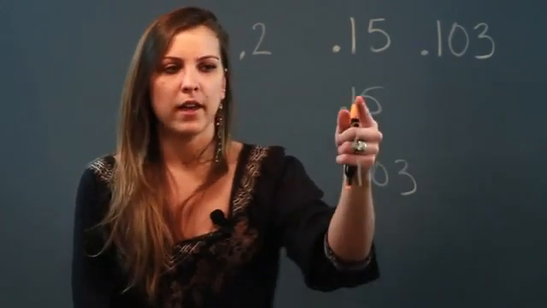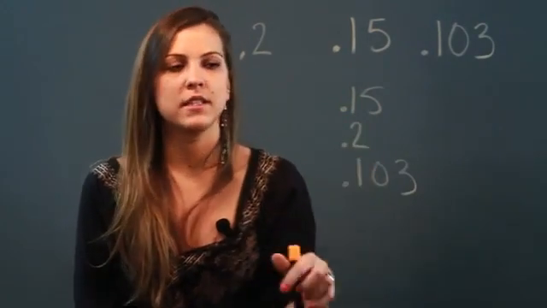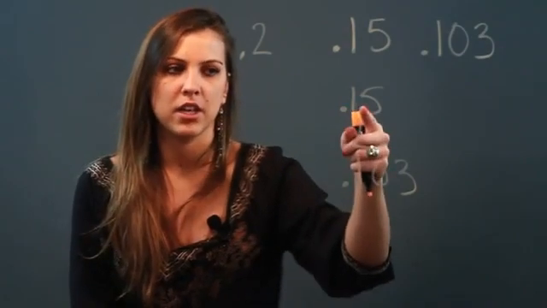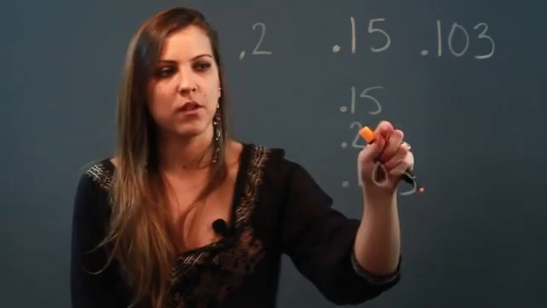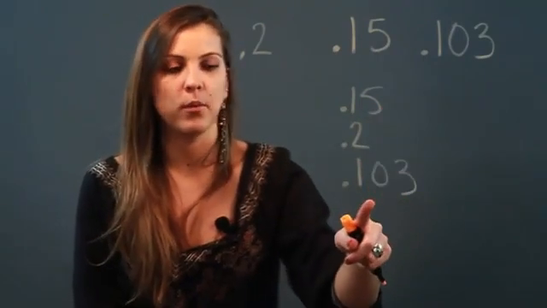You want to start by looking at the tenths digit. So let's say we're going to go least to greatest. If I look at the tenths digit, I have 1, 2, and 1. 2 is automatically out as the lowest one, right? So it's either going to be 0.15 or 0.103.